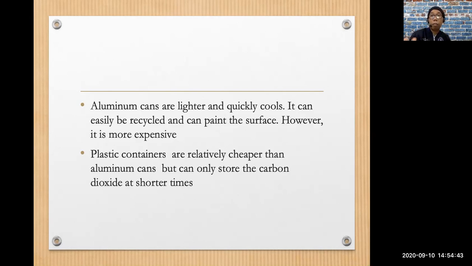So please try to remember this knowledge application, kung gaano ka-importante, di ba, na maintindihan natin yung materials na ginagamit natin.